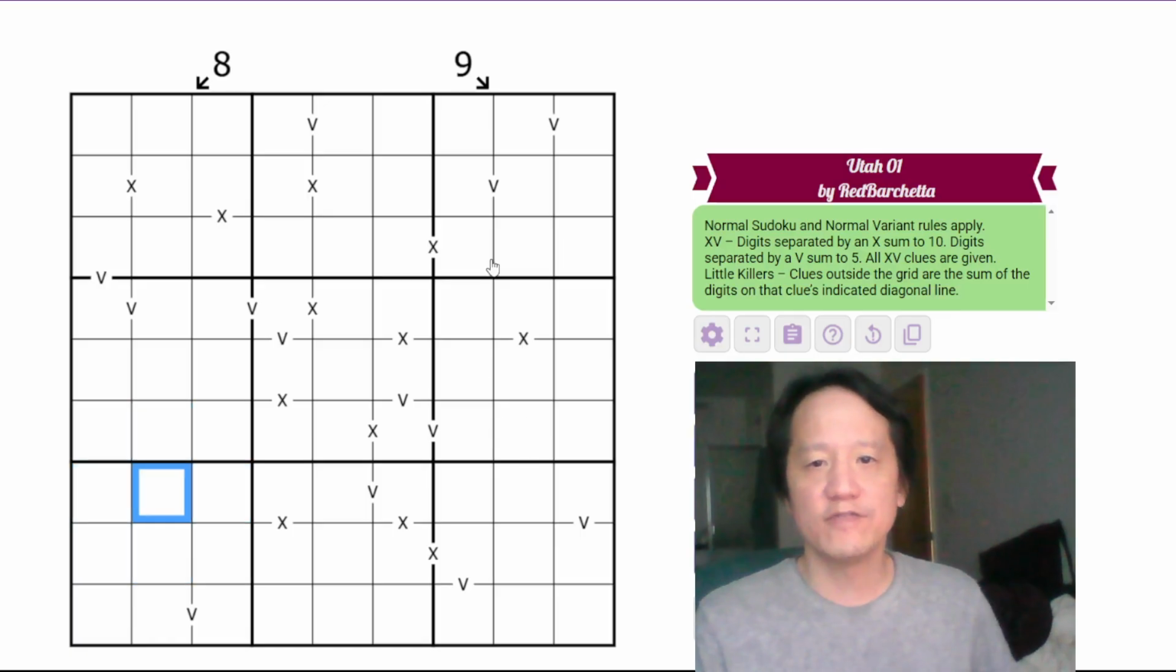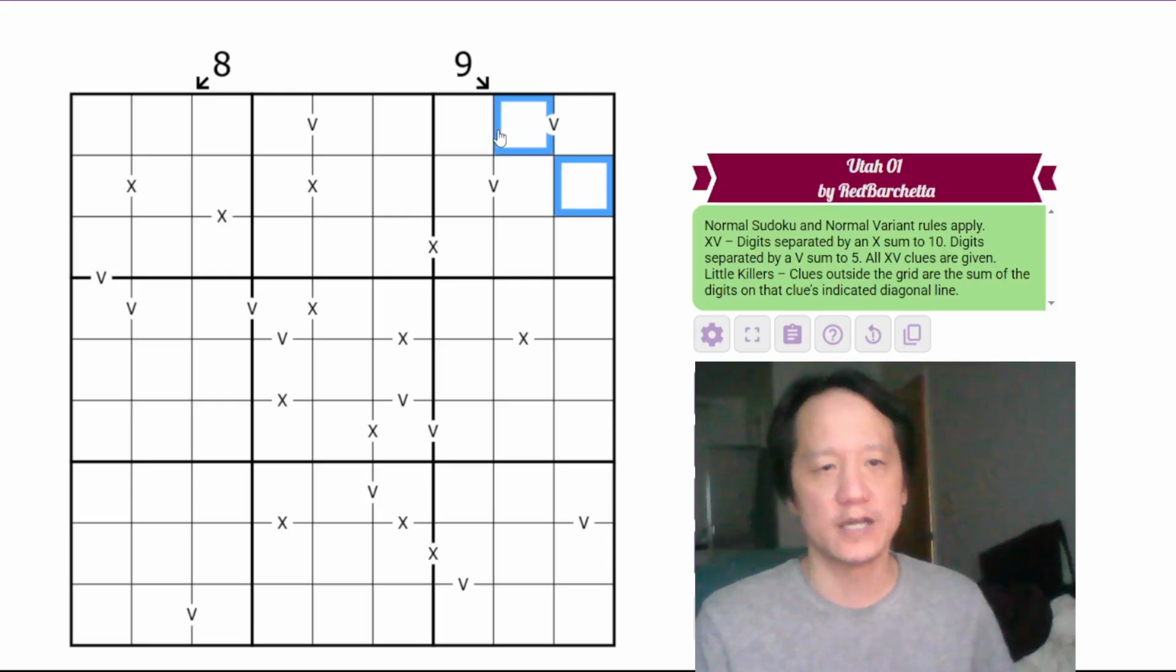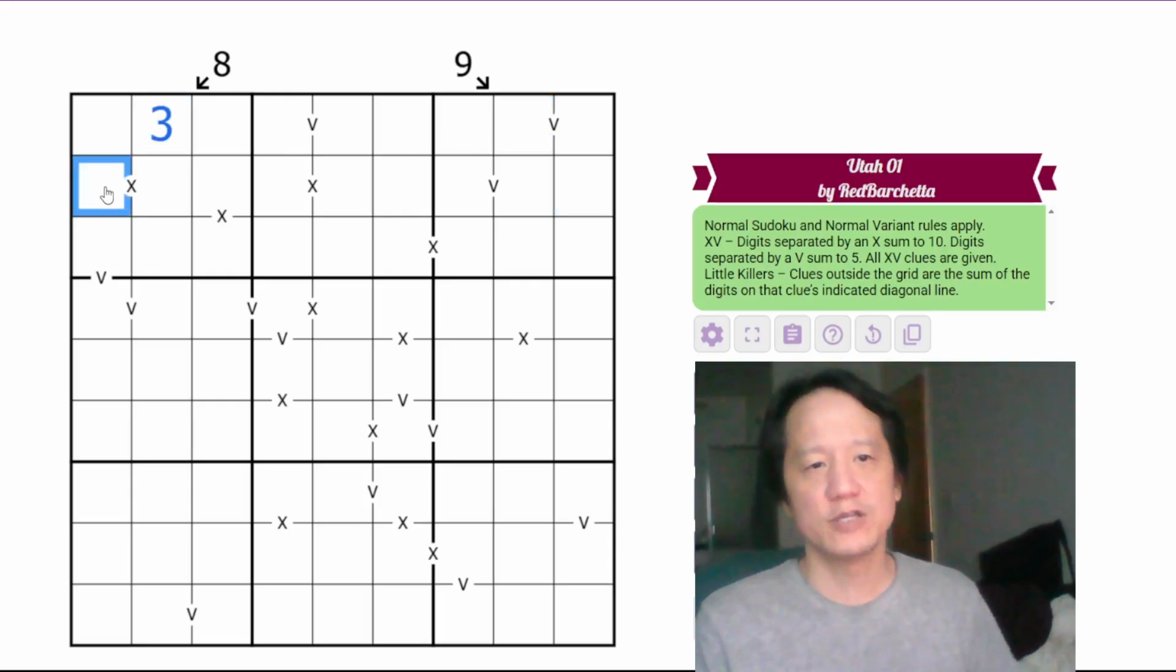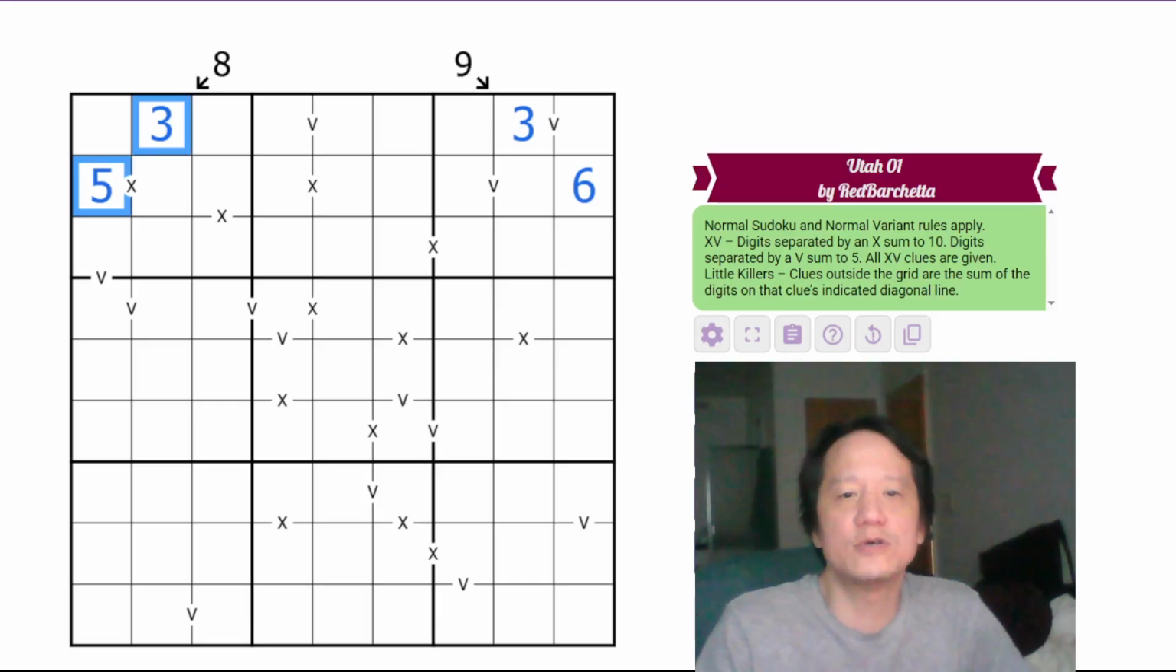We also have little killers, where clues outside the grid are the sum of the digits on that clue's indicated diagonal line. We only have 2 of those clues. That means these 2 digits must add up to 8, and these 2 digits must add up to 9. So for example, if this were 3, this would have to be 5. If this were 3, this would have to be a 6, to make sure that these digits add up to 8 and 9 respectively. And those are all the rules.